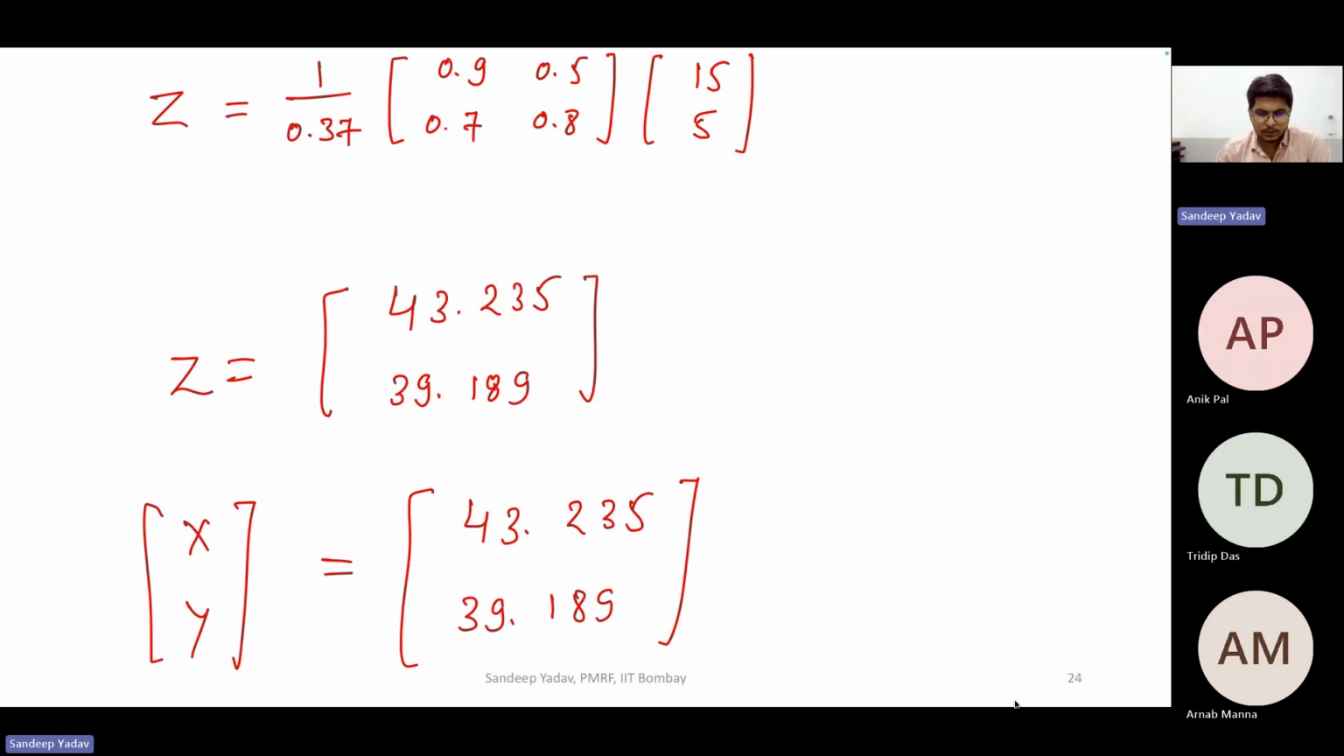You're forgetting the 0.37 outside the matrix. If you put that inside, that 0.9 divided by 0.37 will be 2.43, and 0.8 divided by 0.37 would be 2.16. Okay, sir. Correct? Yes, I'm getting it. Okay. So anything else?